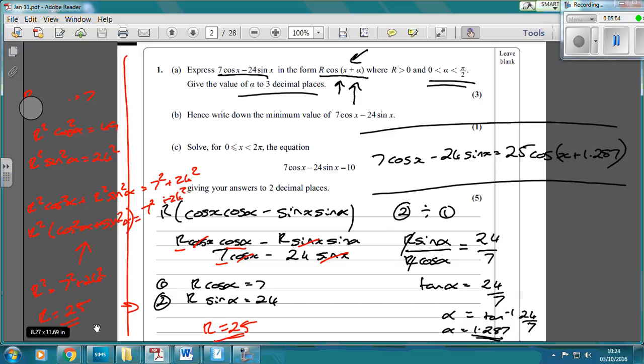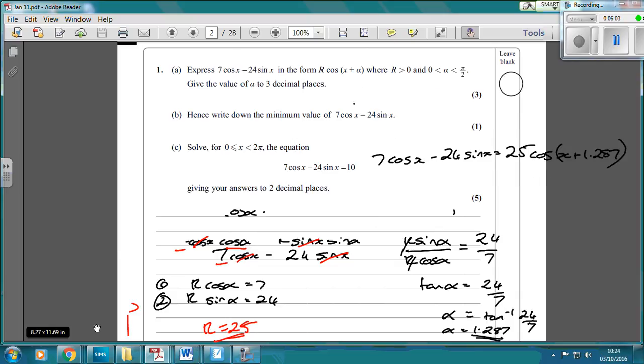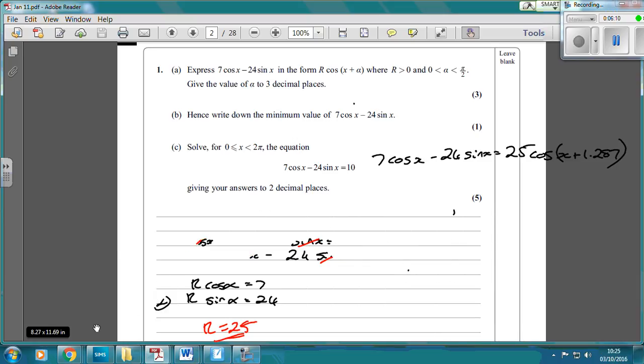Okay, so now what I'm going to do, I'm going to get rid of this stuff. I'm going to have that. So anyway, we did this part here, which is the 1.287, which is down here. It says write down the minimum value of 7 cos x minus 24 sin x. It's only worth 1 mark.